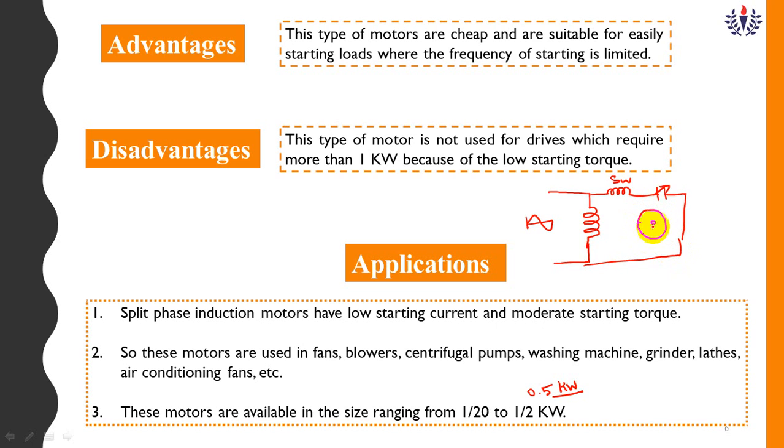This is the rotor arrangement, and this is the main winding. Is the resistance value in the main winding high or low? Low. Okay, the resistance value available in the main winding is low, but in the starting winding it is high.